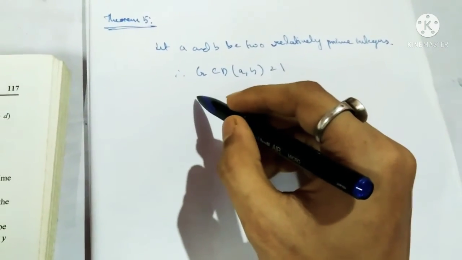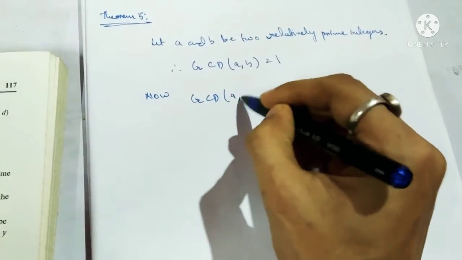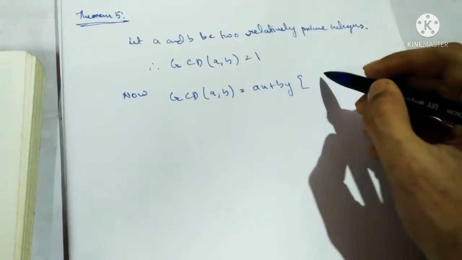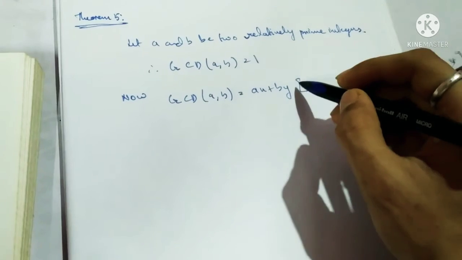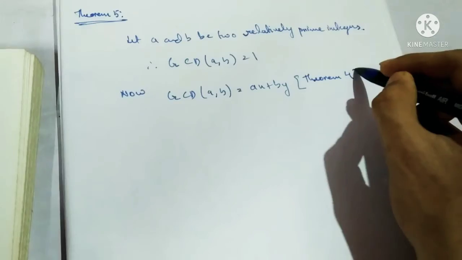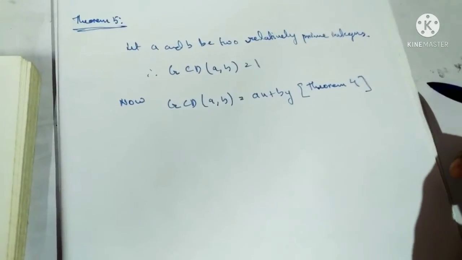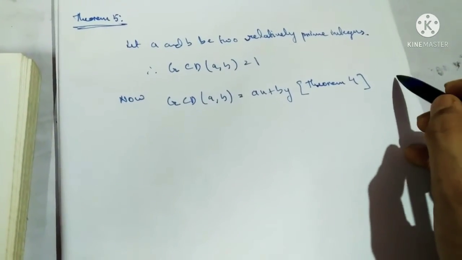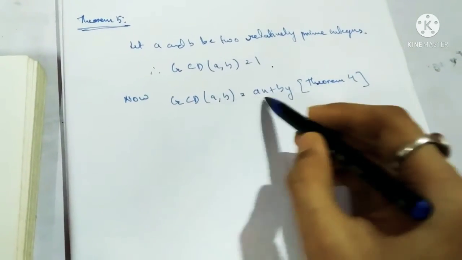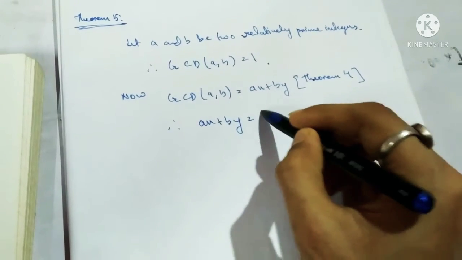Now from theorem 4 I can say that GCD of A, B is equal to AX plus BY. This is from theorem 4. You can write down this whole theorem 4 here. This one I am getting from theorem 4. Understand? Now GCD of A, B I have taken as 1, and GCD of A, B is equal to AX plus BY, so therefore I can say that AX plus BY is equal to 1.